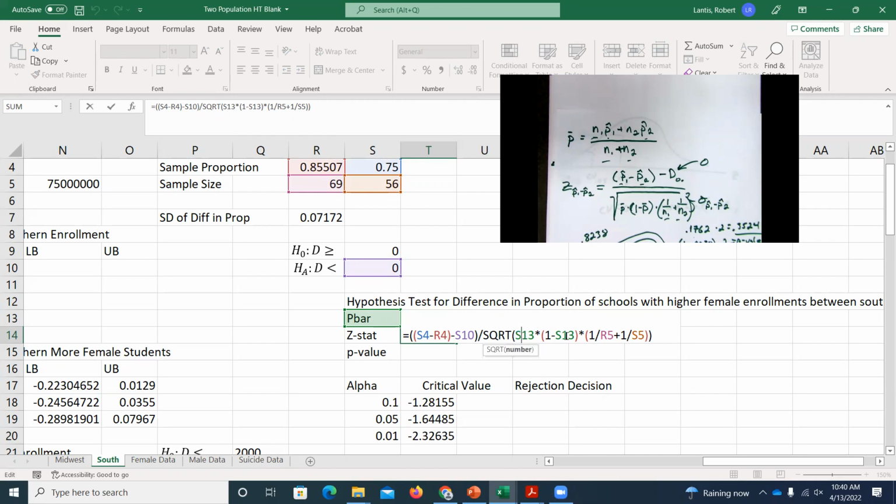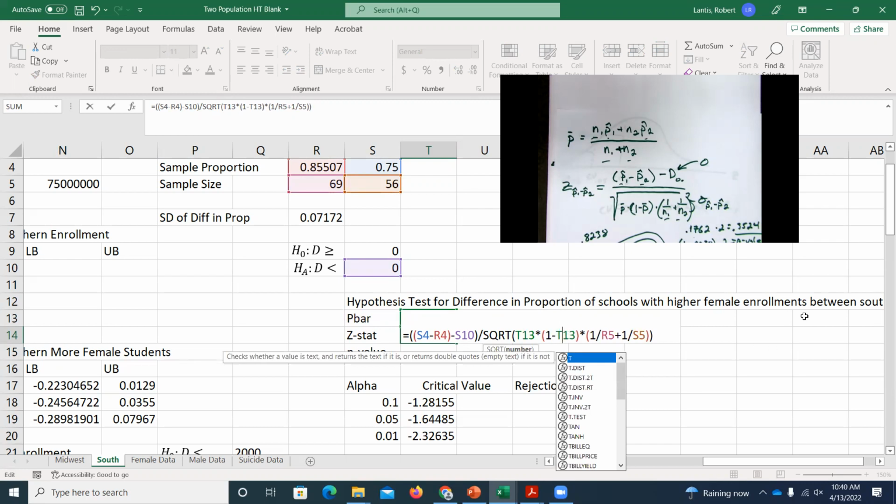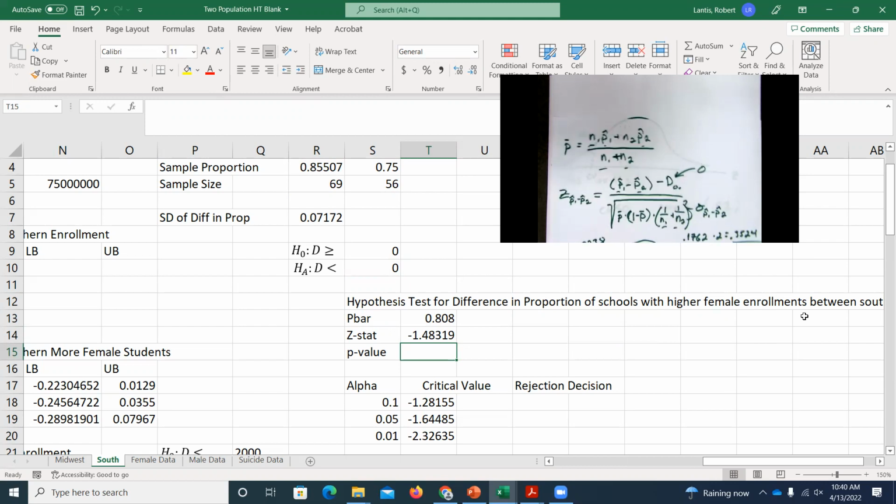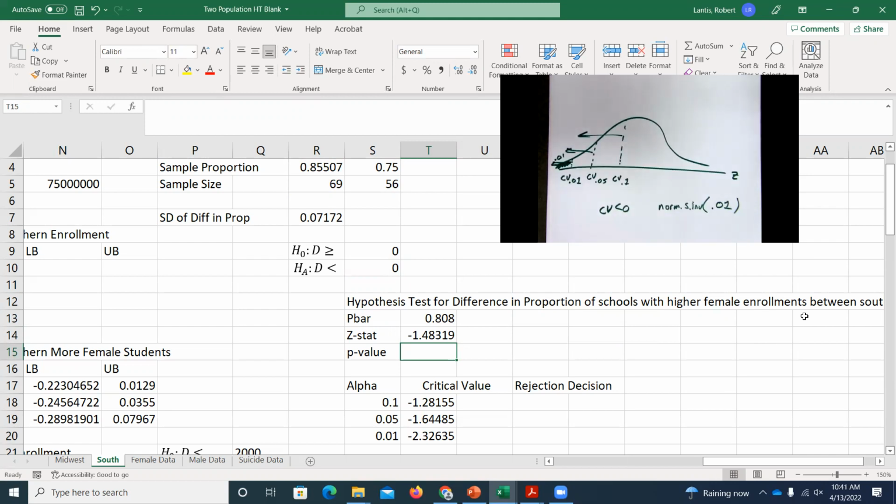Oh, it's not in cell S, it's in cell, sorry, T. I looked at that wrong. There we go. So negative 1.48 standard deviations away, or 1.48 standard deviations below, that assumed true difference. Right? So if I'm looking at my critical values, oh, here it is.